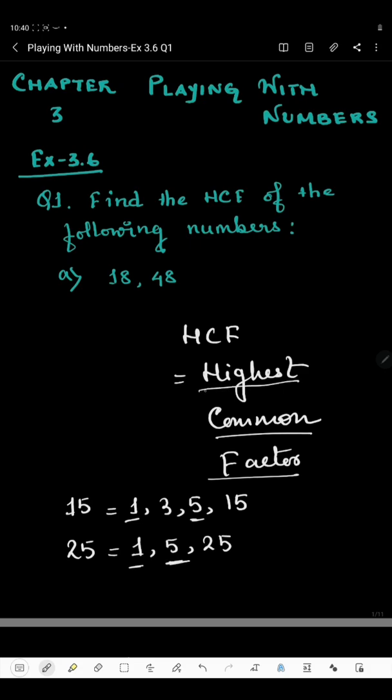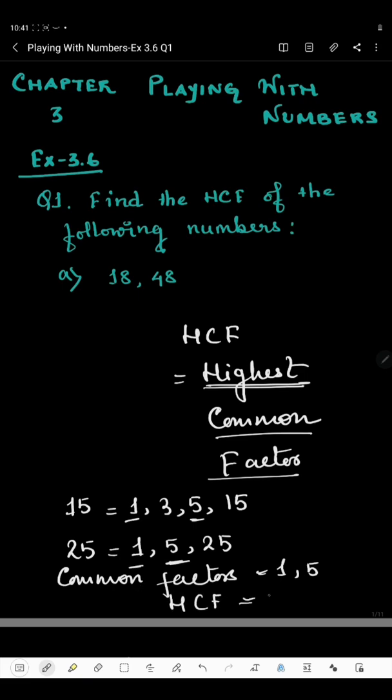Now what do you mean by highest? What is the highest common factor? Here we have got common factors 1 and 5, and among these, the highest common factor, that is HCF, will be 5 because 5 is the highest common factor. Okay.